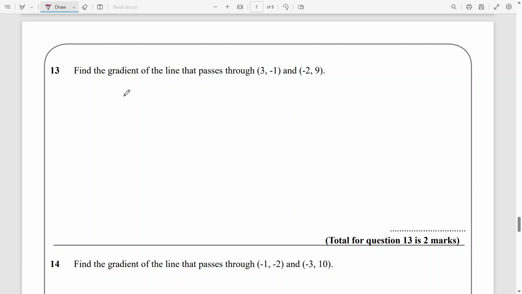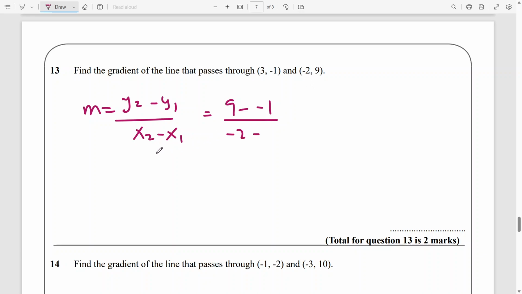Again, for this one, the gradient is going to be y2 minus y1 over x2 minus x1. Now, y2 is definitely going to be 9, minus y1, which is going to be another minus 1. And x2 here is minus 2, minus x1, which is definitely going to be 3. So 9 minus minus is going to be plus. So 9 plus 1 is 10. And minus 2 minus 3 is minus 5. And the gradient here is going to be minus 2.